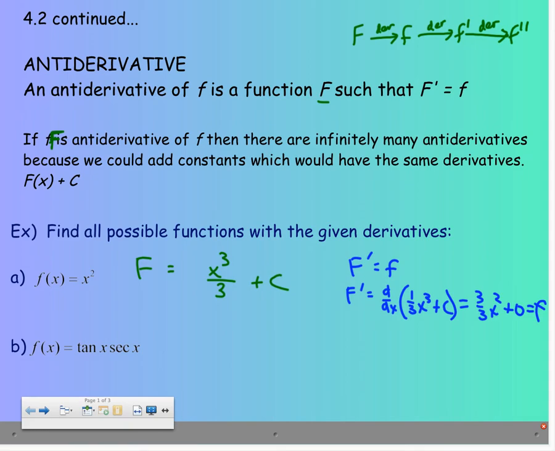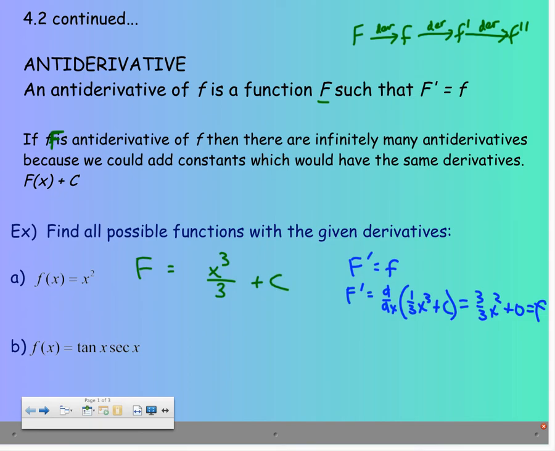Normally when we take the derivative, we come down a power and we multiply by that number, right? So if we take the antiderivative, we're going up a power and we're dividing by that number. Instead of coming down a power and multiplying, we go up a power and divide.